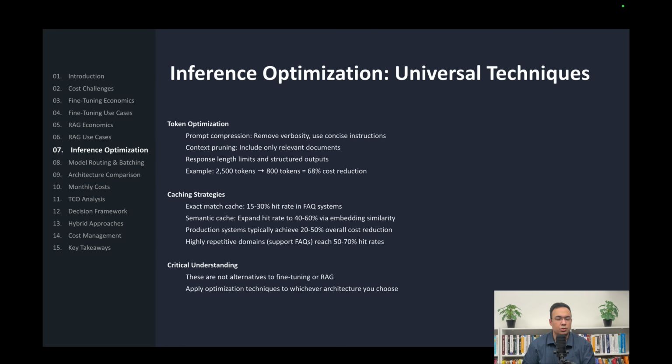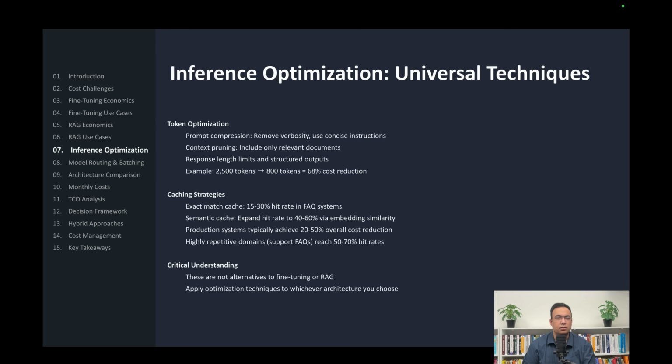First, let's talk about token optimization. Prompt compression is about removing verbosity and using concise instructions. Instead of saying, please analyze the following document and provide a comprehensive summary, you can just say, summarize this document. You're conveying the same intent with fewer tokens.